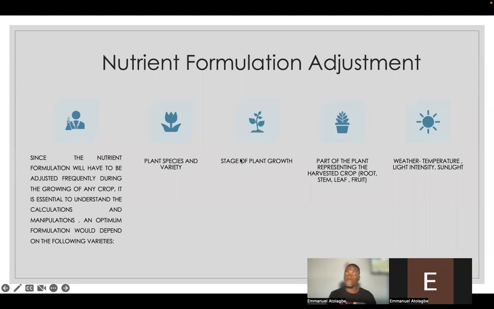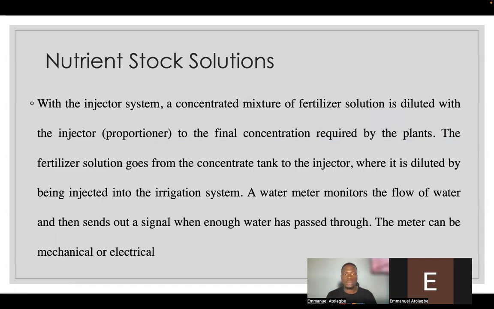The stage of plant growth, when plants are in vegetative and generative state, they command different nutrient formulation. The part of the plant that you want to concentrate on, the weather, temperature, and the likes, atmospheric environmental conditions also determine the nutrients you apply per time.